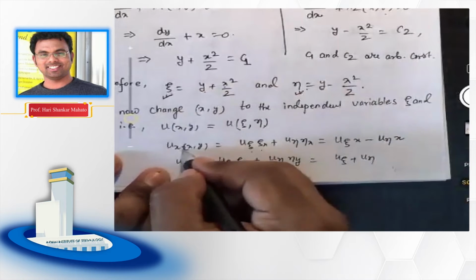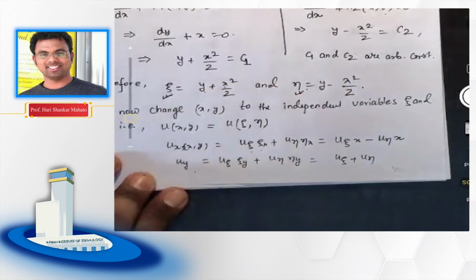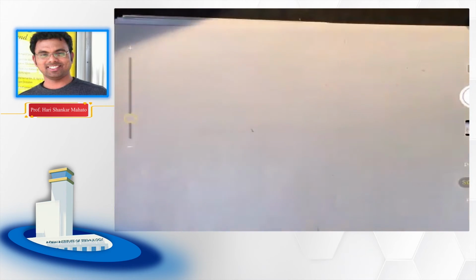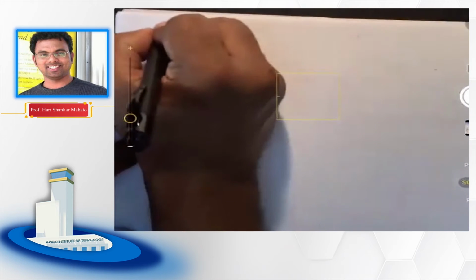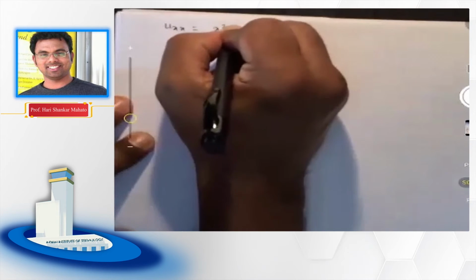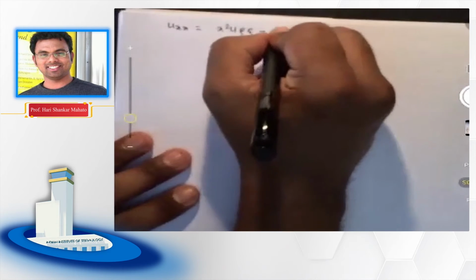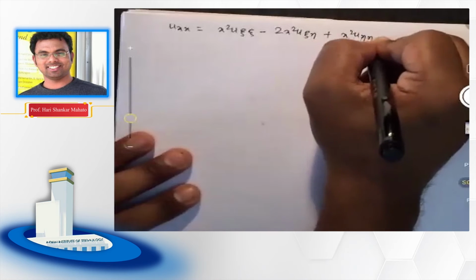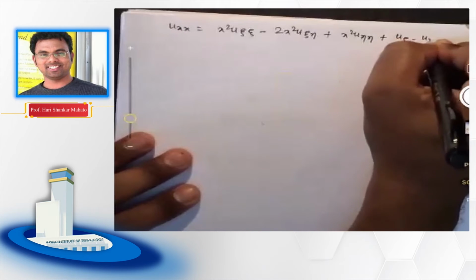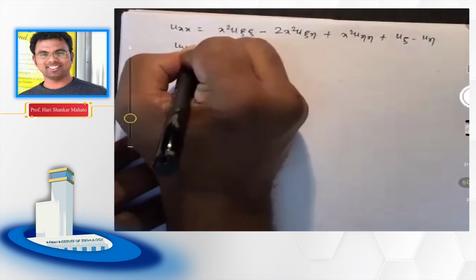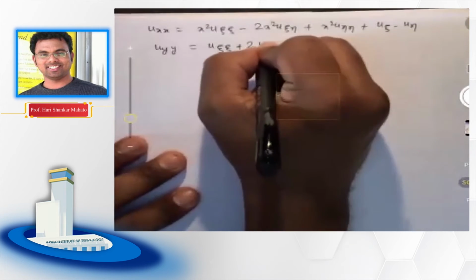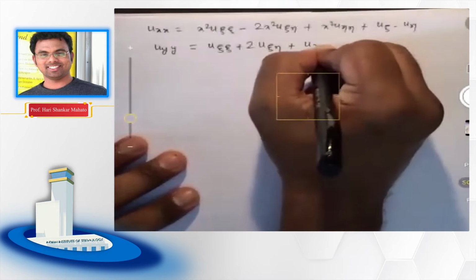But we are not done yet. We need u_xx and we need u_yy. That means I have to take the derivative once more. Okay, so let's go to the next page. If I do u_xx, then it will give you x square u_xi xi minus 2x square u_xi eta plus x square u_eta eta plus u_xi minus u_eta, and our u_yy will become u_xi xi plus 2u_xi eta plus u_eta eta.